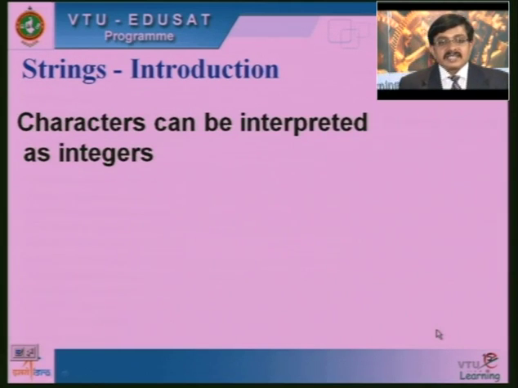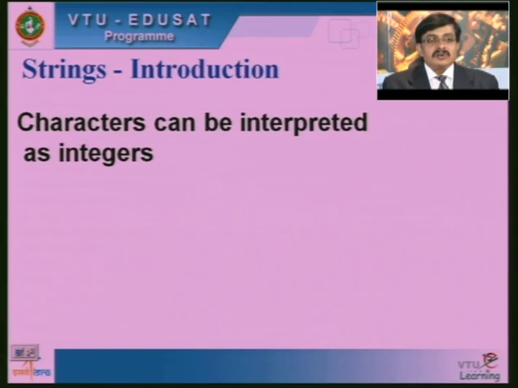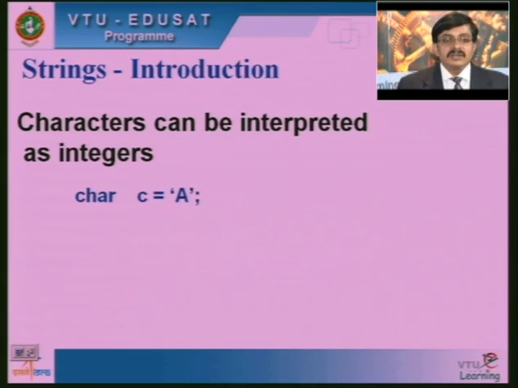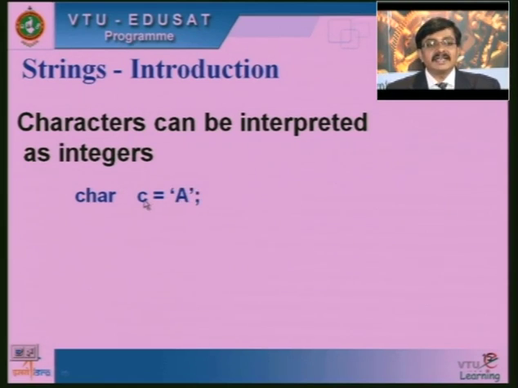Now characters can be interpreted as integers. In programming, based on the requirement, characters can be interpreted as integers. So consider certain statements. Here char c = 'A'. c is a variable of type char, so I am assigning a character here, capital A. Note that it is within single quotes. If I do not enclose it in single quotes, I may get an error, because every variable I use in my program must be declared before I use it.